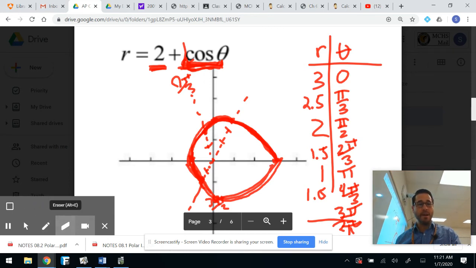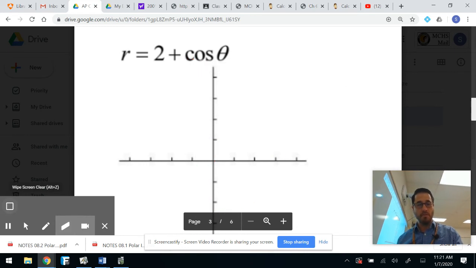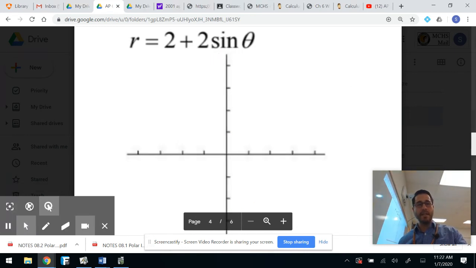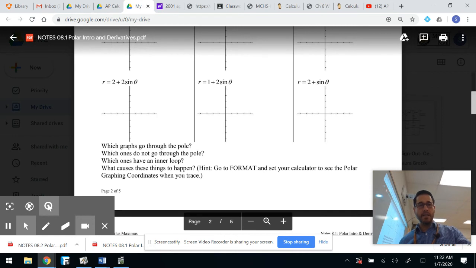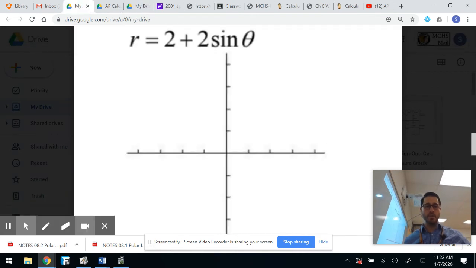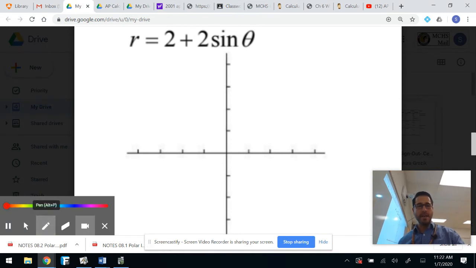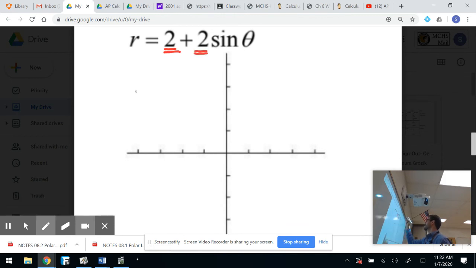All right, let's keep rolling. All right, now here we go. I want you to really think. What the heck do you think this dude is going to look like? What is this guy going to look like? This looks very cardioid-ish because that's a 2 and that's a 2, right? But this time it's sine.